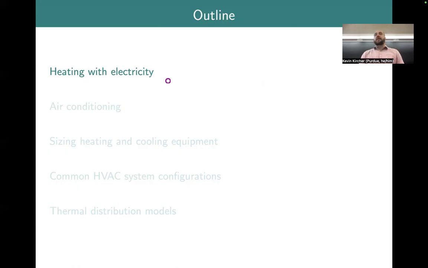talk about electric resistance heating, kind of the simplest form of electric heating, and then we will talk about electric heat pumps, something that I do some research on. We'll talk about air conditioning systems, which is kind of, once you know about heat pumps, an air conditioner is kind of just a backwards heat pump.